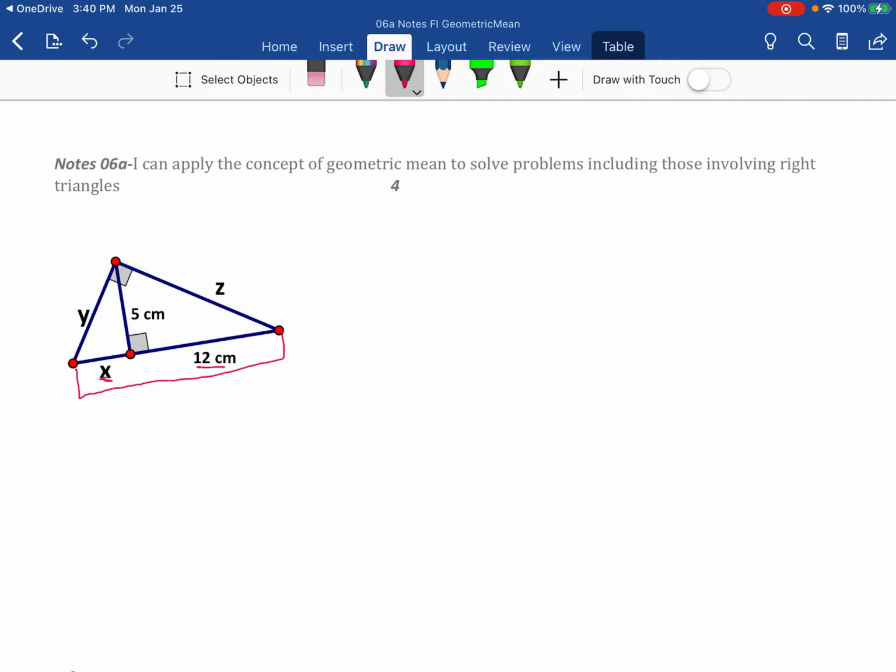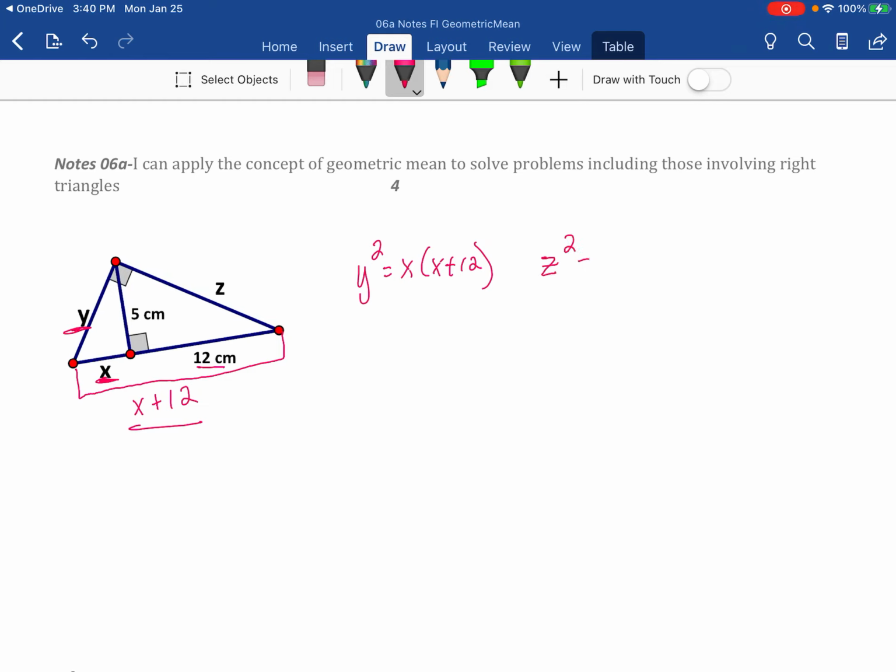So I know if this is x and this is 12, remember I told you that's the first thing I do is I find my hypotenuse. This is going to be x plus 12. So now I go through and I set up all of my proportion, or all of my relationships. So I know leg squared is equal to adjacent part times whole. So y squared is equal to x times x plus 12. That's not the one I'm going to solve. I have two variables, can't do much with that.